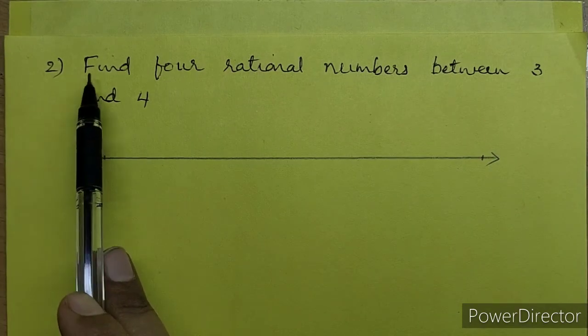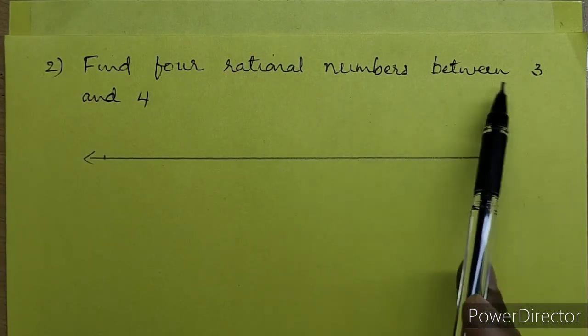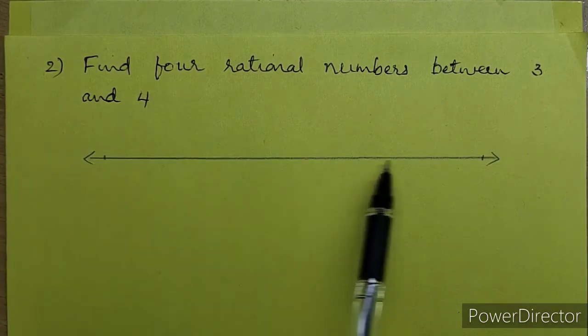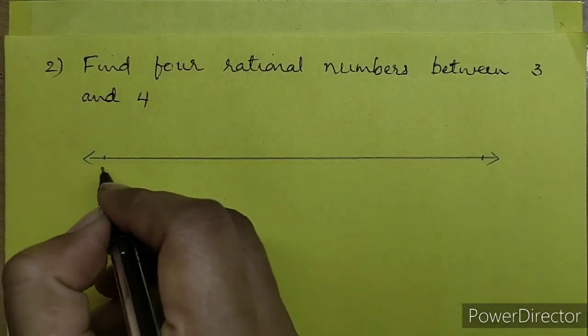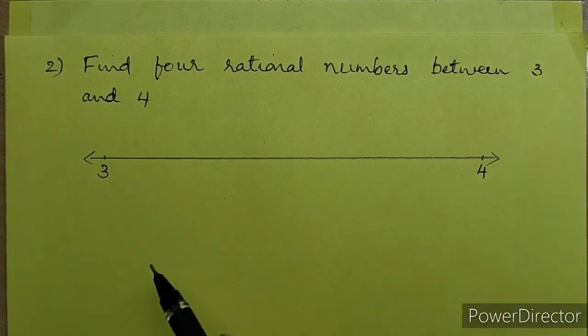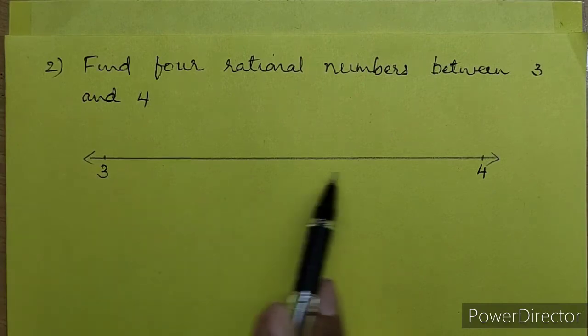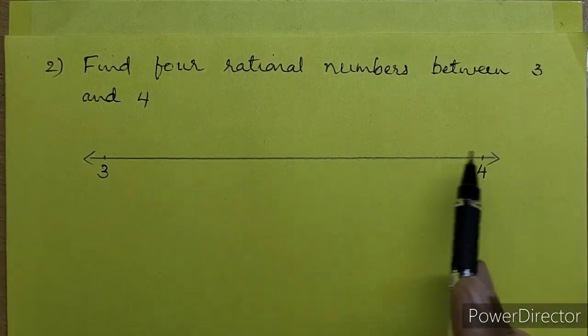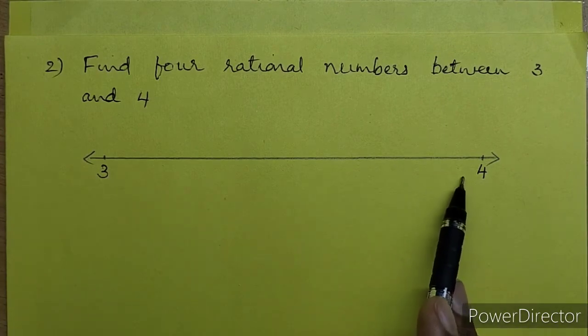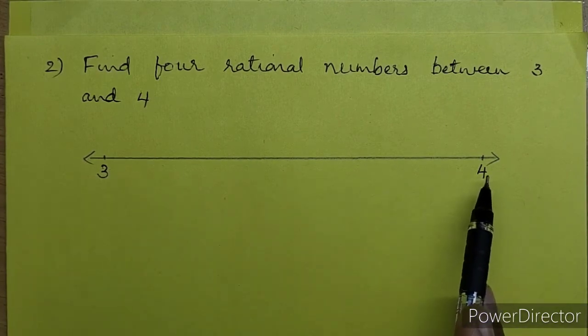Second question: find 4 rational numbers between 3 and 4. For this, first you have to draw a number line with starting number 3 and ending number 4. There are infinite number of points in between 3 and 4. That means there are infinite number of rational numbers in between 3 and 4.